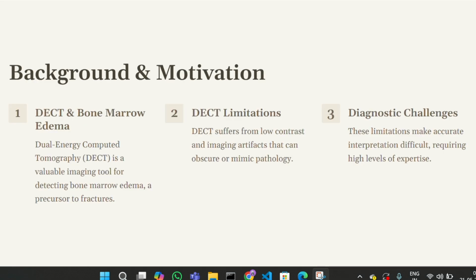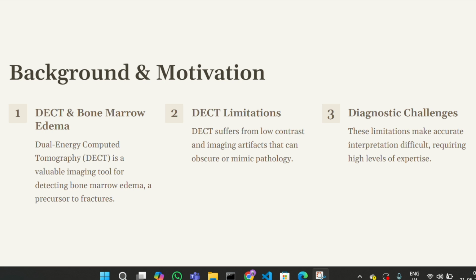Now, let us begin by looking at the context of this research paper. So, first of all, let us tell what DECT basically is. Dual energy computed tomography, or DECT, is increasingly used to detect conditions like bone marrow edema, which is an early indicator of bone damage or fractures. It offers benefits over traditional imaging methods by allowing material decomposition, essentially separating different tissue types like water and bone. However, it has some major issues.